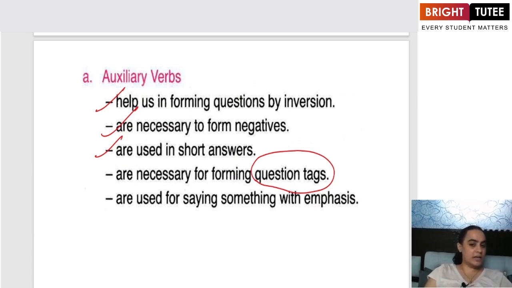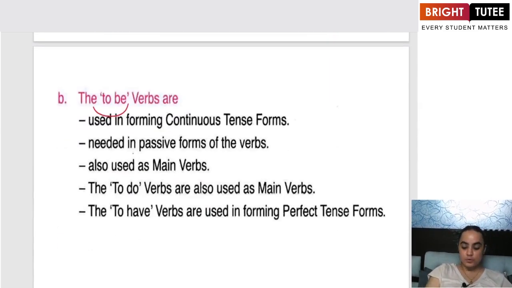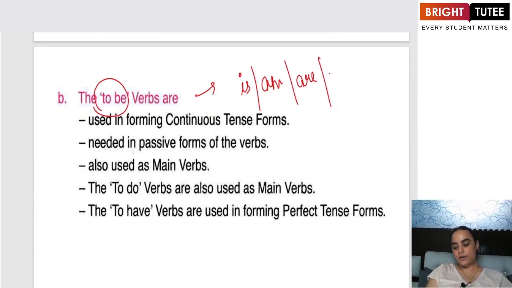She may not help me. We should obey our elders. So we use the auxiliaries for giving emphasis. We also have such verbs, to be forms. To be forms refer to those verbs: is, am, are, was, were. These are the to be forms of the verb.